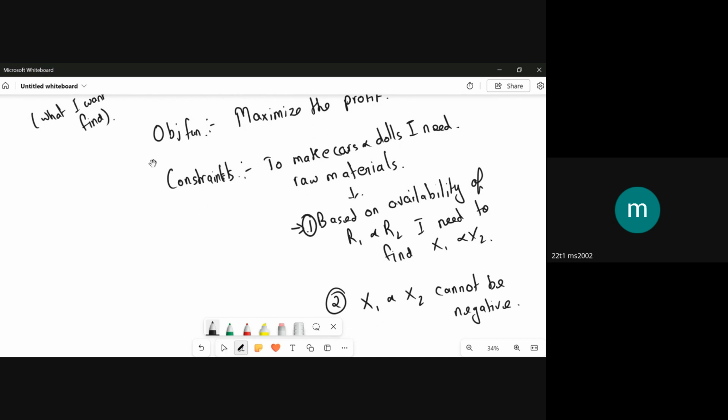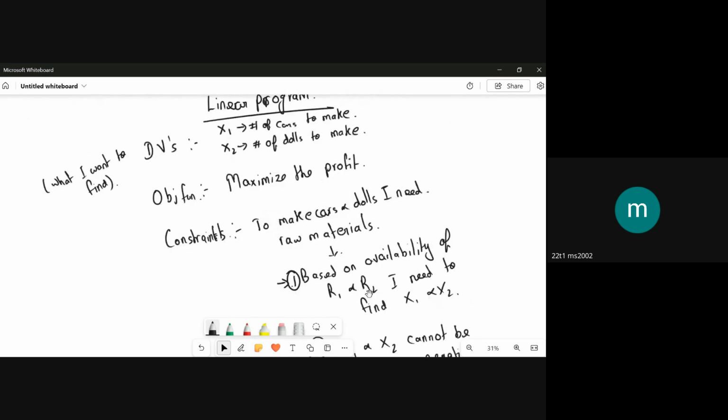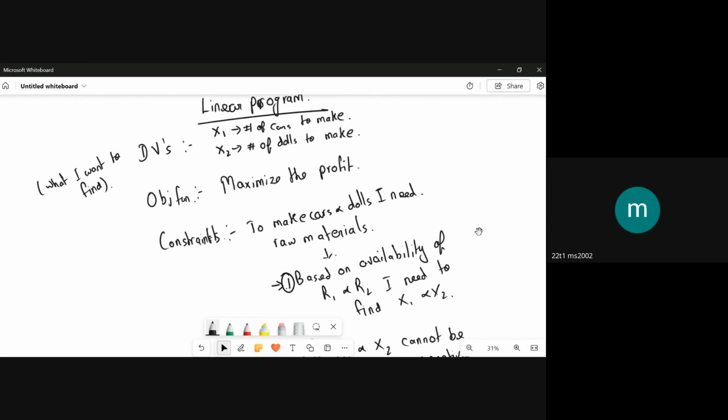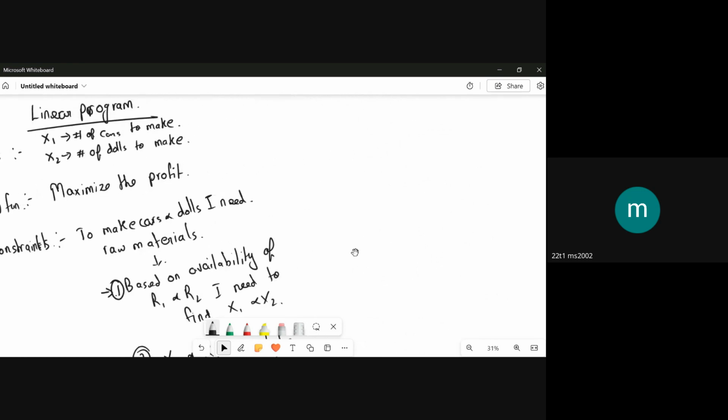So this way of writing your linear program in words is known as the verbal formulation. Once you create a verbal formulation, converting it to math would be very simple. Now let's do that. We are going to convert this verbal formulation into math. When I say maximize profit, how do I write that mathematically using x1 and x2? Anyone?